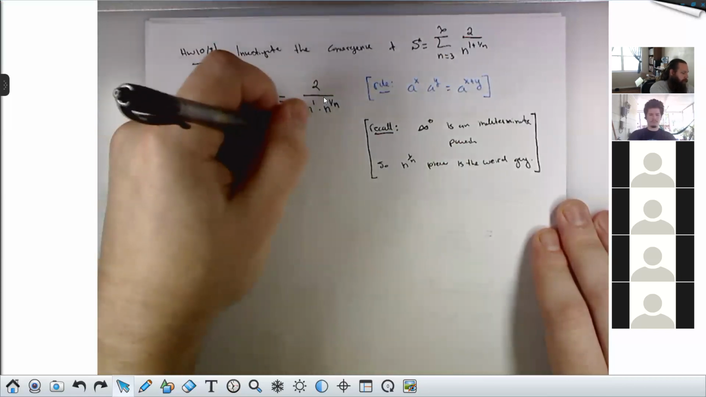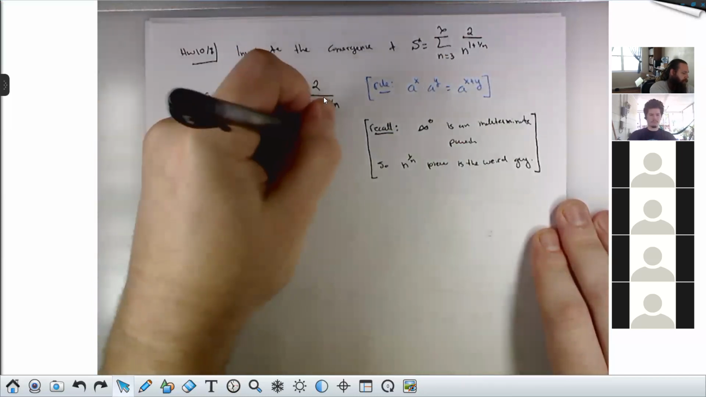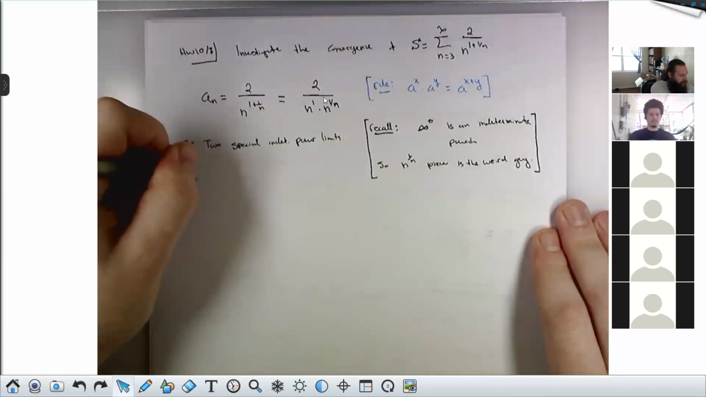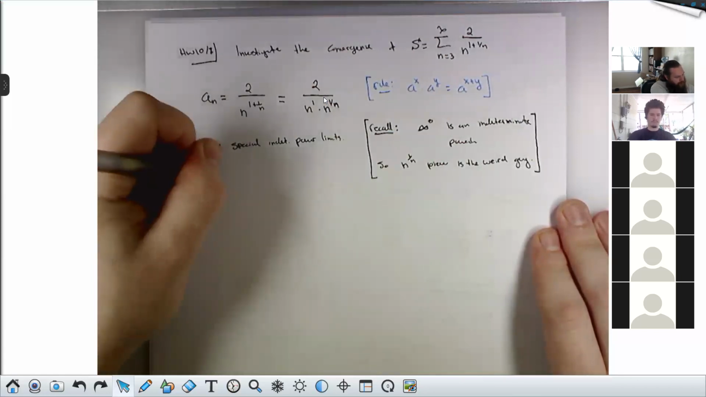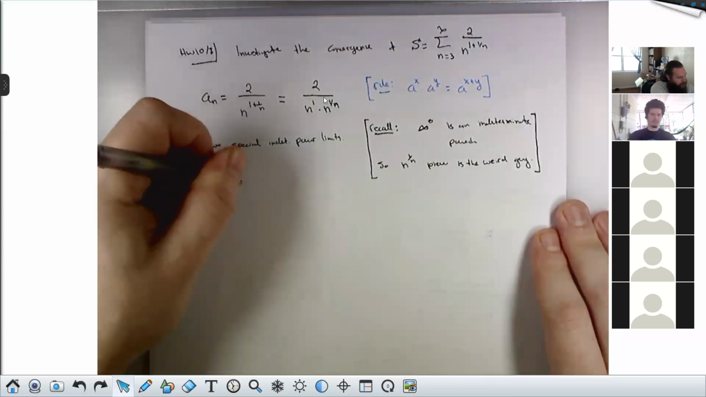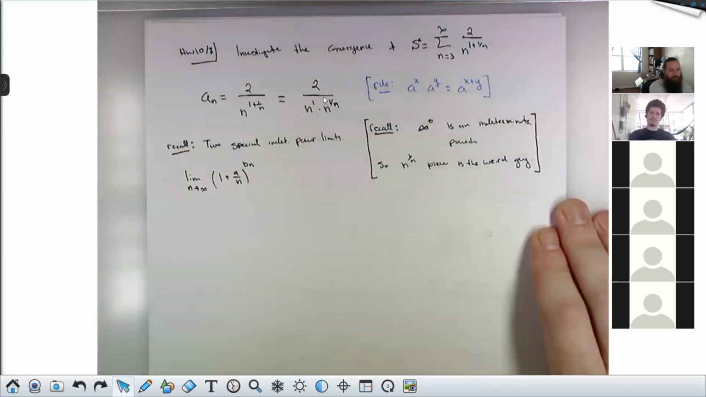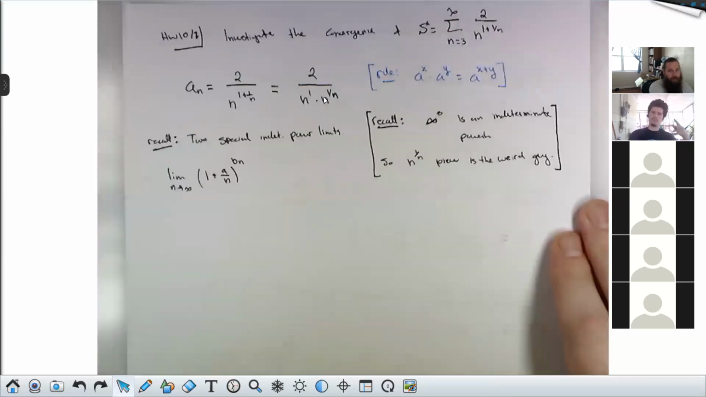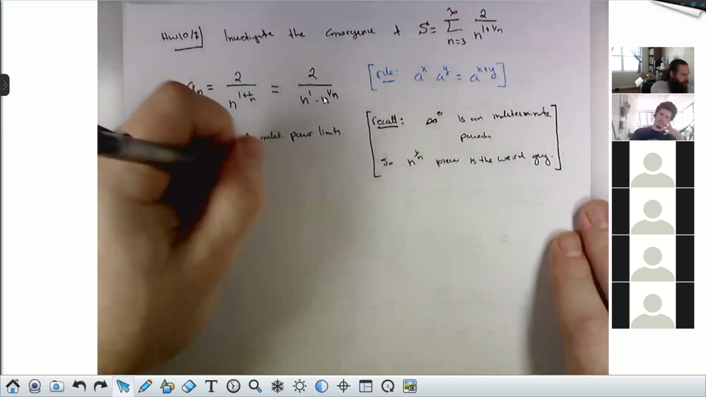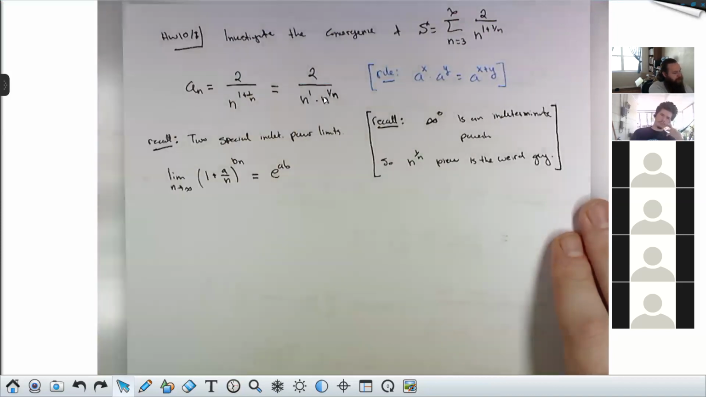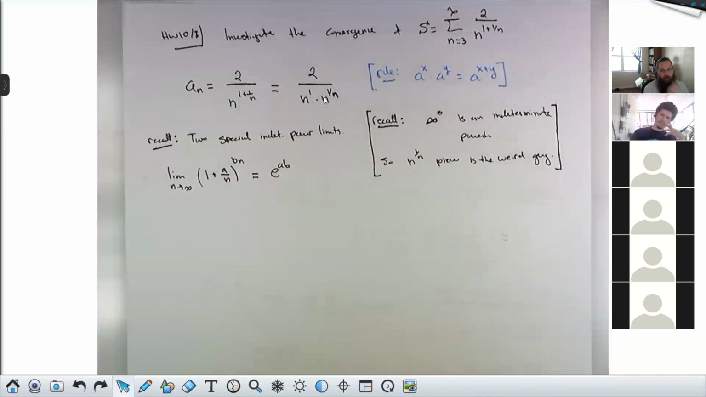Indeterminate power limits. One of them does involve e. I'll write that one first. If you add 1 plus a over n, all to the power of bn, and you send n to infinity in that expression, this will give you e to the a times b. You should remember this forever and ever.